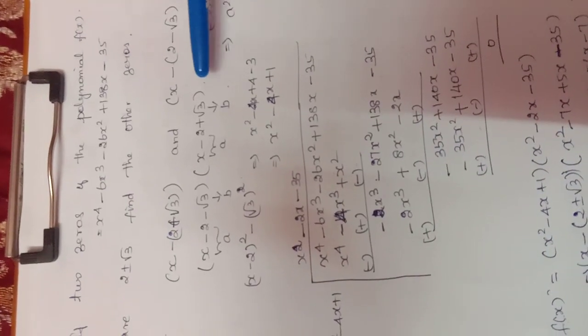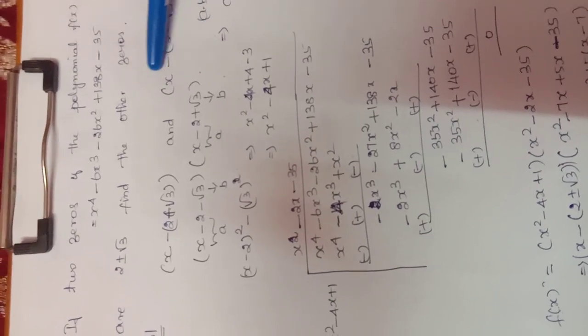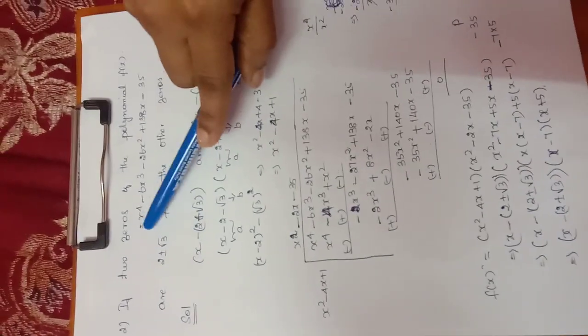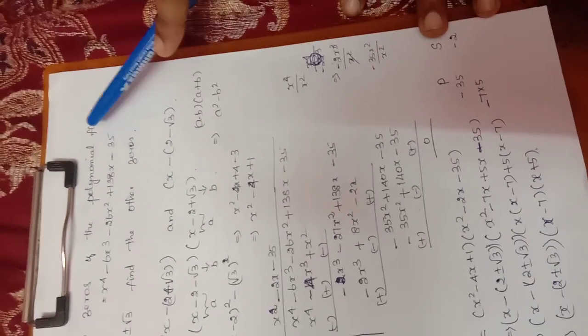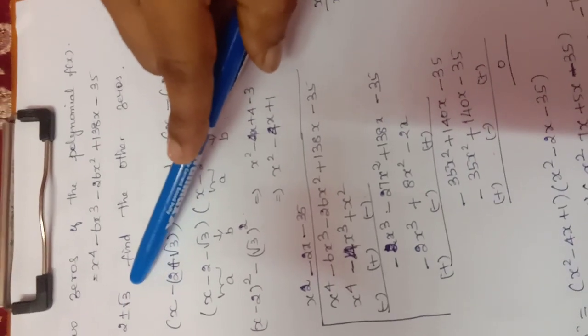In this example, you are going to learn how to find the zero of the polynomial by using the long division method. So here the question is, if two zeros of the polynomial f of x is 2 plus or minus root 3, find the other zeros.